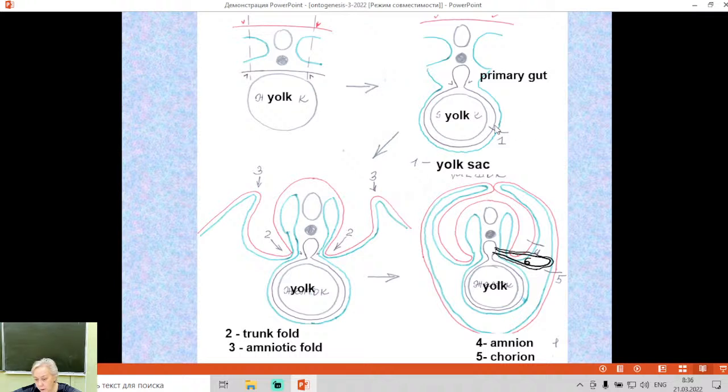Again, number 1, yolk sac. Number 2, trunk folds. Number 3, amniotic folds. Number 4, amnion. 5, chorion. 6, allantois.